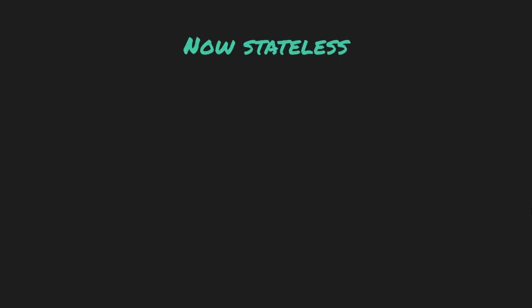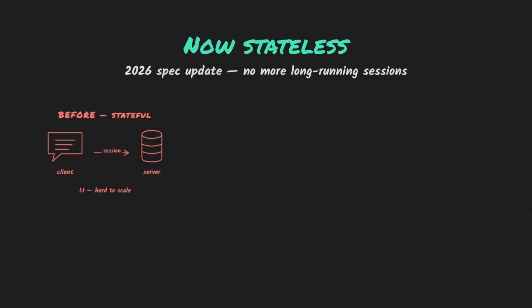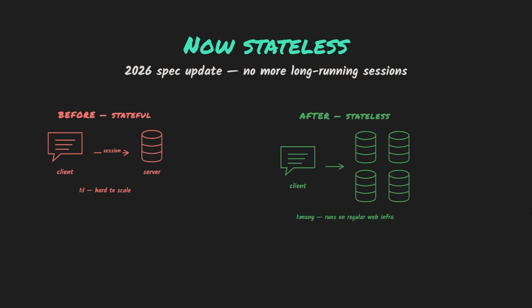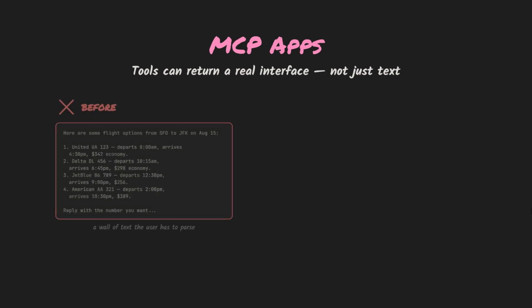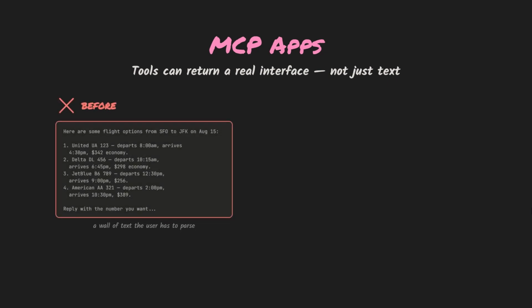Back when MCP launched, connections were stateful, meaning the server had to remember an ongoing session for each client, which made it harder to scale across multiple servers at once. As of the mid-2026 specification update, MCP moved to a stateless core, so it can run on regular web infrastructure without needing to keep long-running sessions alive.